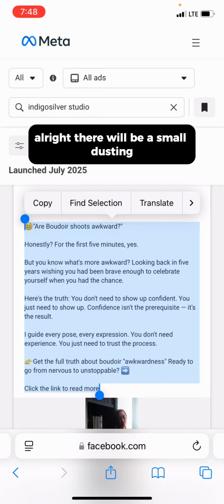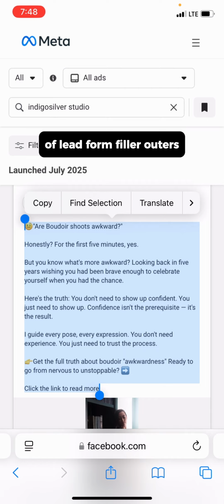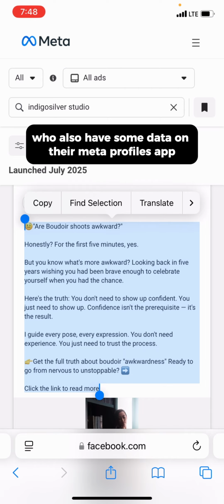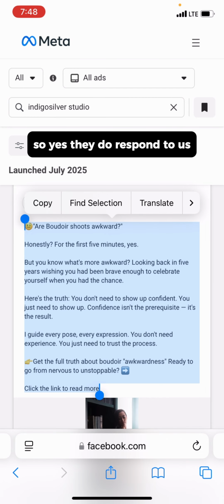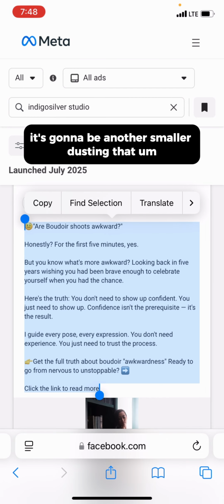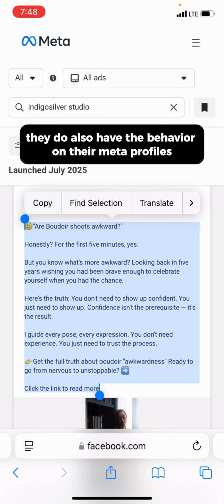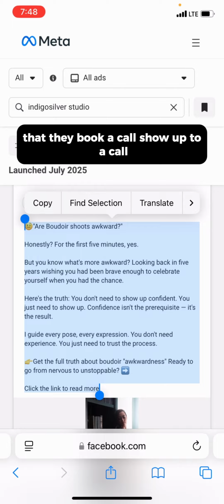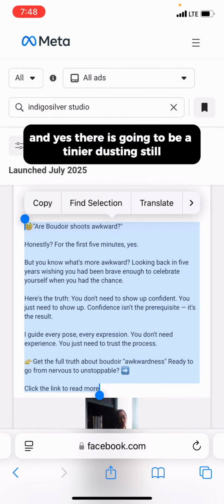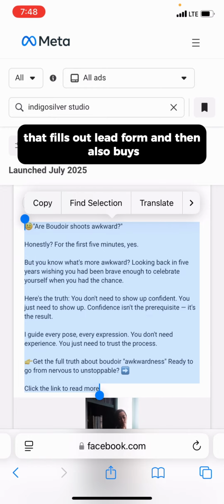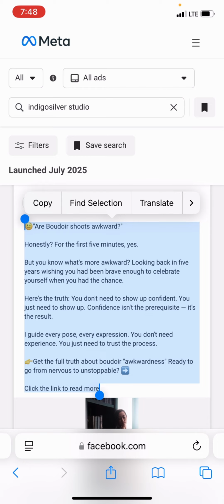Now, yes, there will be a small dusting of lead form filler outers who also have some data on their meta profiles that they answer our phones, texts, and emails. So yes, they do respond to us. It's going to be another smaller dusting that, yes, they do also have the behavior on their meta profiles that they book a call, show up to a call. And yes, there's going to be a tinier dusting still that fills out lead form and then also buys.